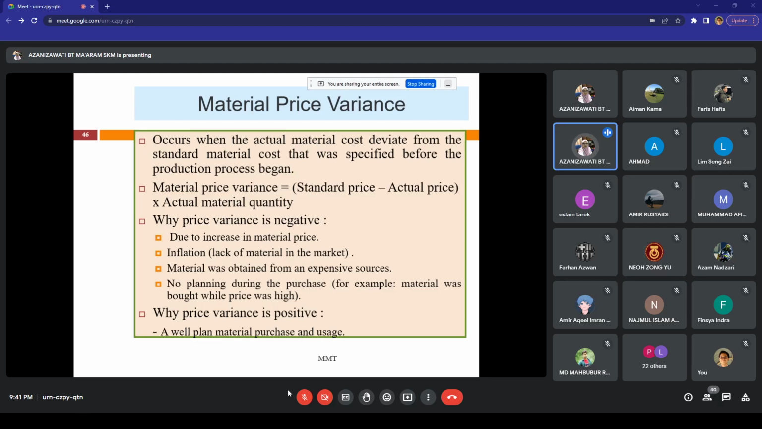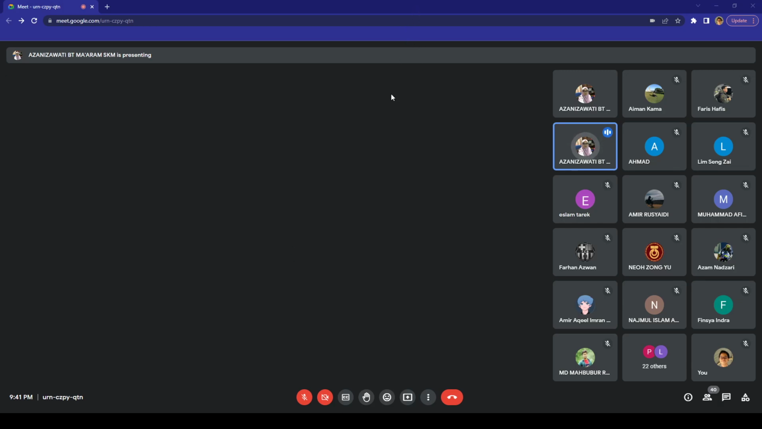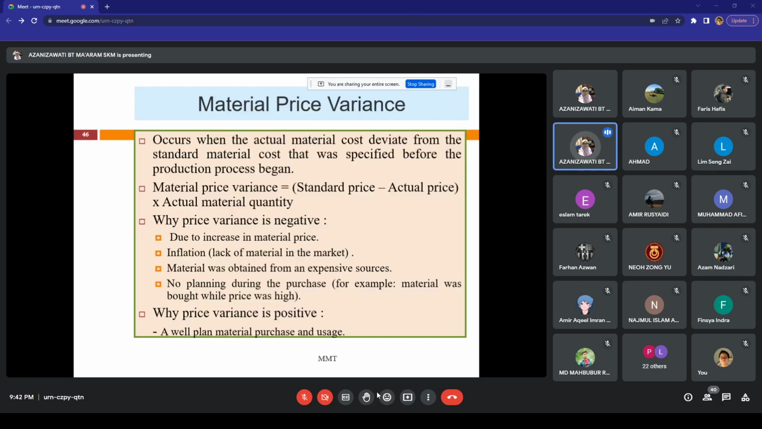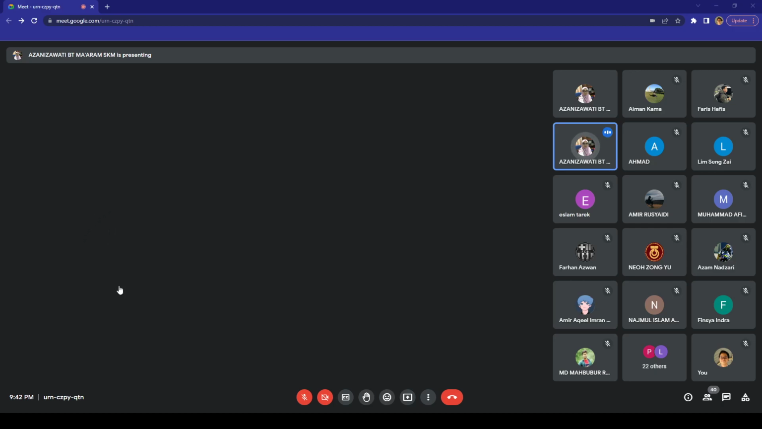Okay, because high demand but low supply, right? So material was obtained from expensive sources and there was no planning during the purchase. For example, material was bought while the price was high. Okay. And why is price variance positive? Because it's a well-planned material purchase and usage.